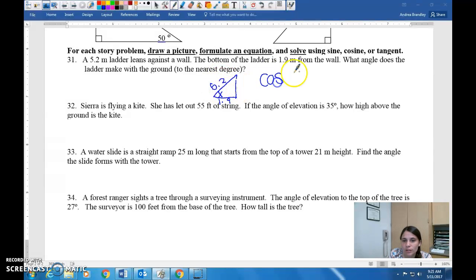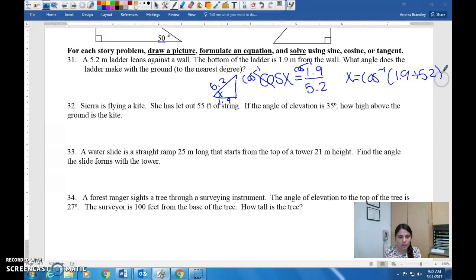So adjacent and hypotenuse is cosine. So the cosine of x is equal to adjacent over hypotenuse. And once I have that, I can just take the inverse cosine of each side. So x equals the inverse cosine of 1.9 divided by 5.2, which in my calculator comes out to be about 68.6 degrees. And it says to round to the nearest degree, so that would be 69 degrees.